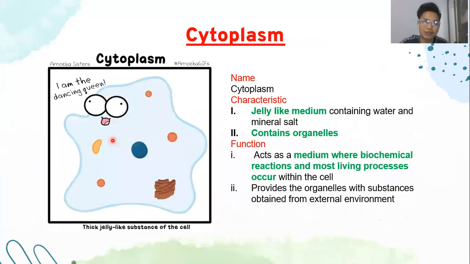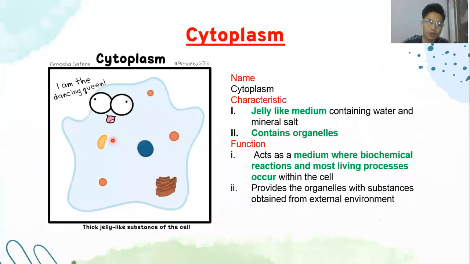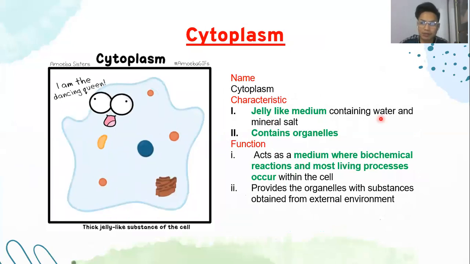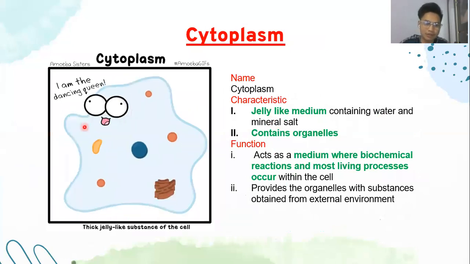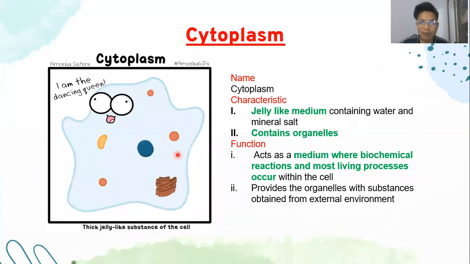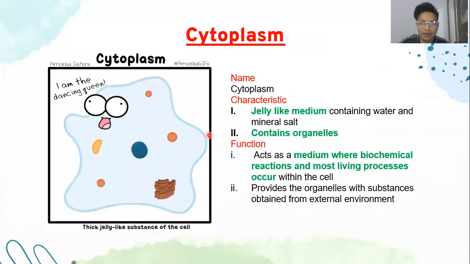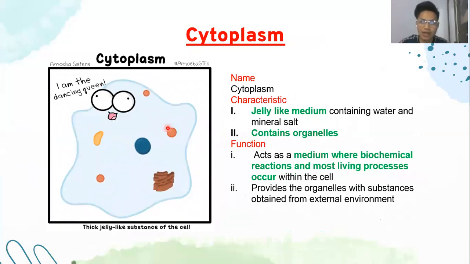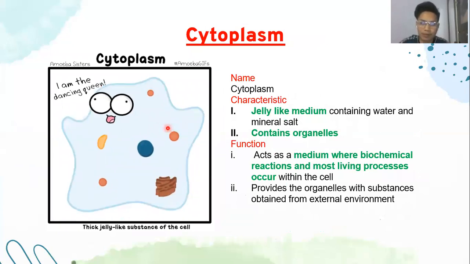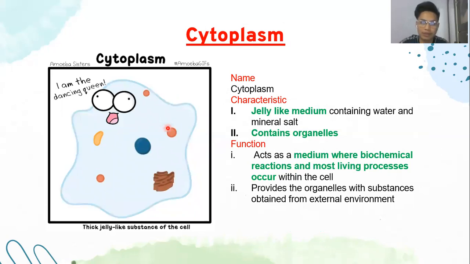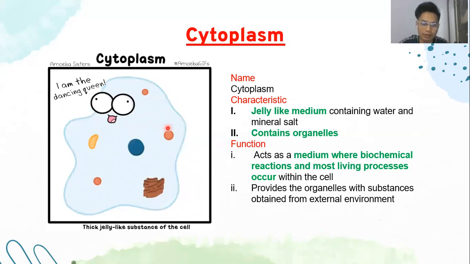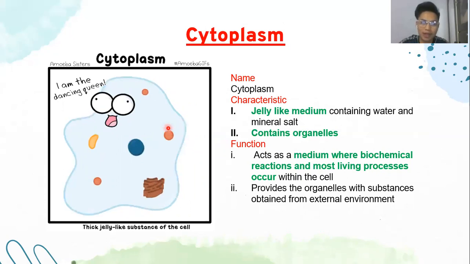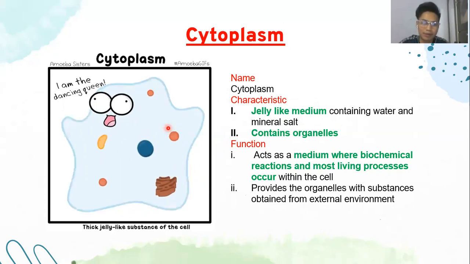Next is cytoplasm. The characteristic is a jelly-like medium containing water and mineral salts, as you can see in these pictures, and it contains organelles. The function is to act as a medium where biochemical reactions and most living processes occur within the cell, and to provide the organelles with substances obtained from the external environment.